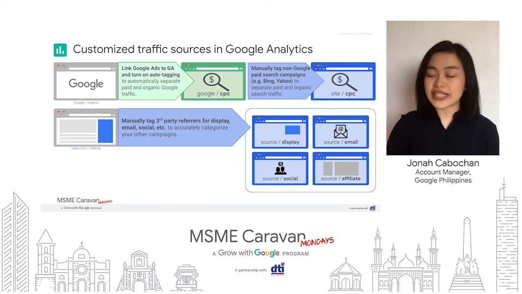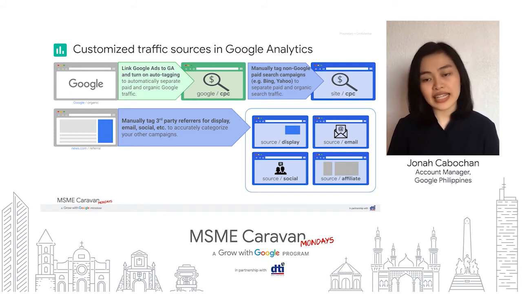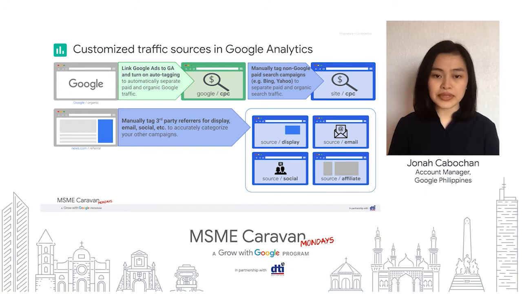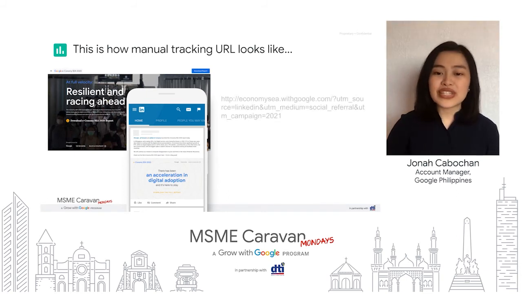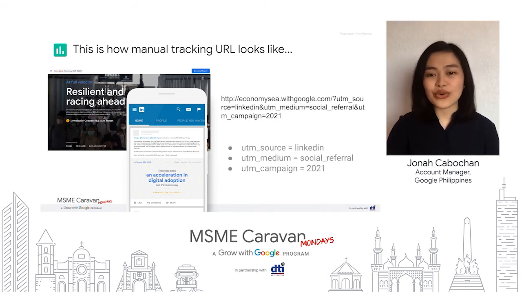So for example, you ran an email marketing campaign, sent it out to your customers, or maybe had a social media campaign, or you've worked with partners, so you might have affiliate links or influencers that you tag. You can actually manually tag these users by using a manual tracking URL. So this is an example of how that actually looks like. So if you've seen these really long links with UTMs and whatnot, that just means that they're being manually tracked on Google Analytics.